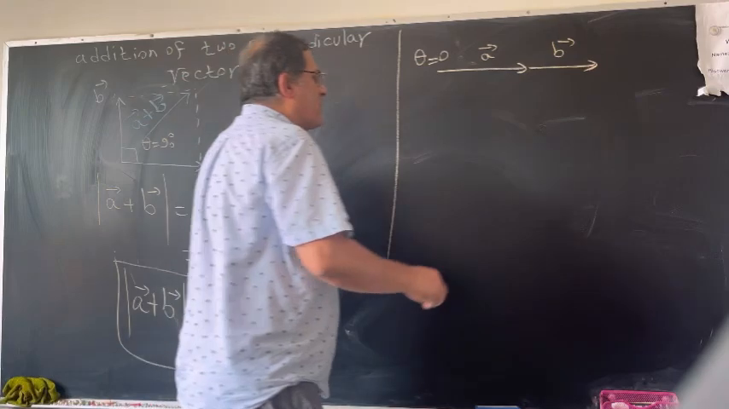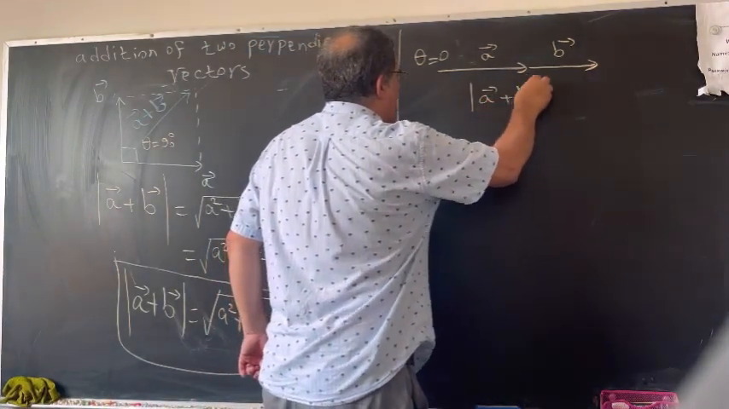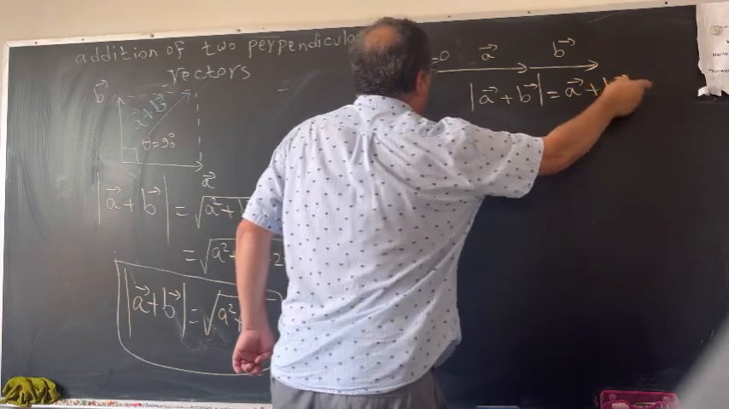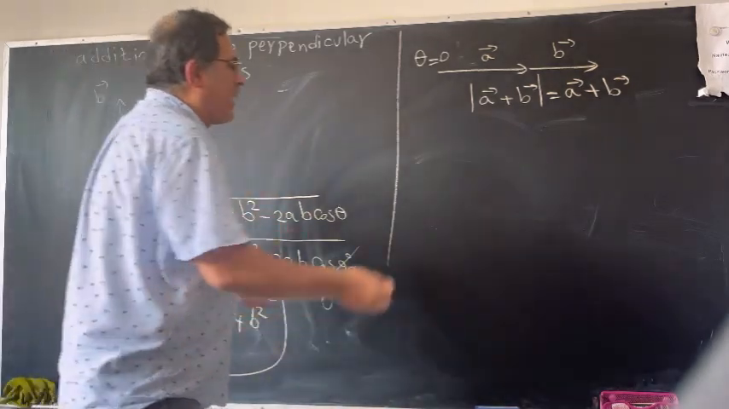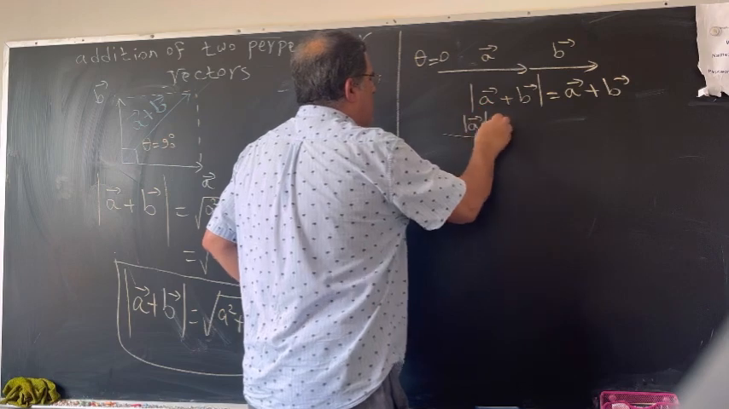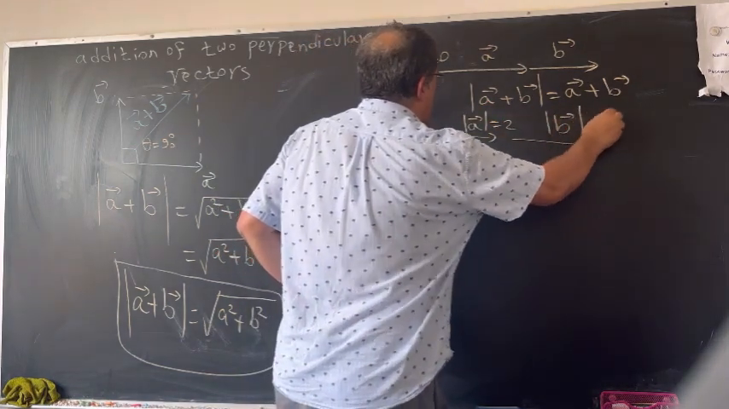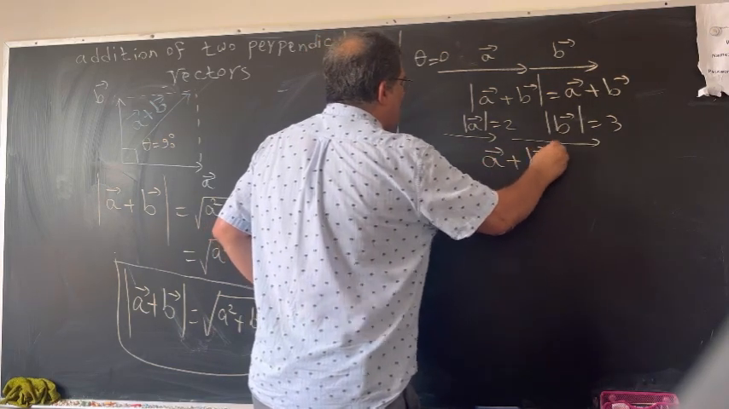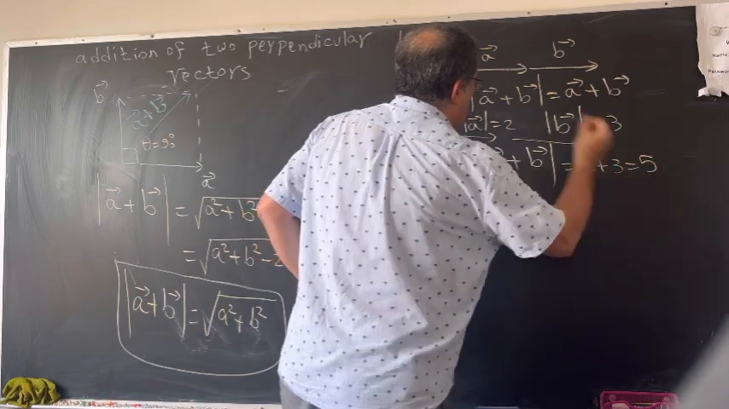In this case, the magnitude of the addition of two vectors should be A plus B. So two vectors, such as algebraic numbers, you add together. For example, the magnitude of vector A is 2 units, the magnitude of vector B is 3 units. So A plus B is 2 plus 3, which is 5 units.